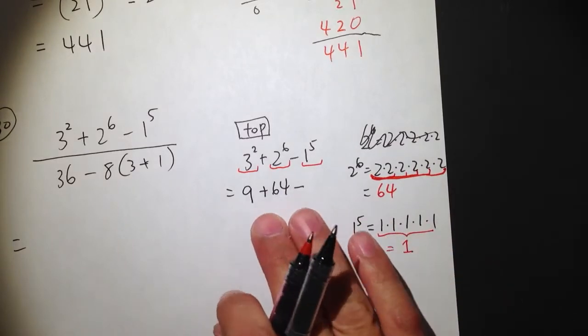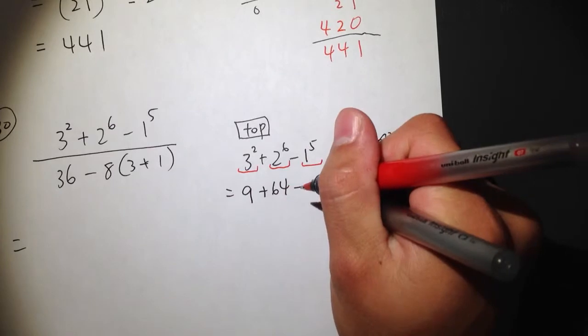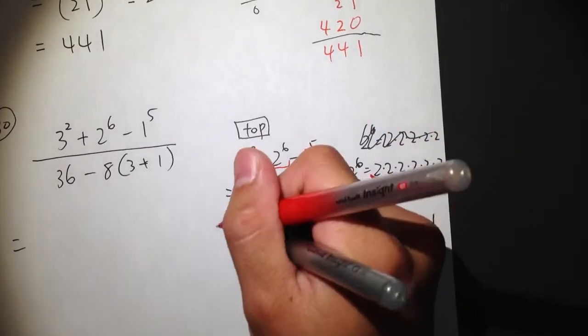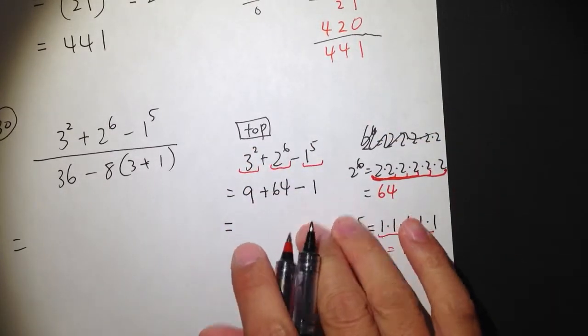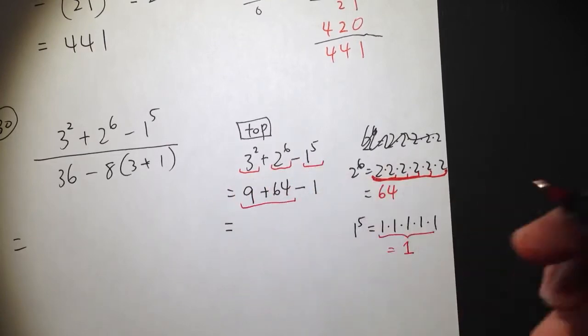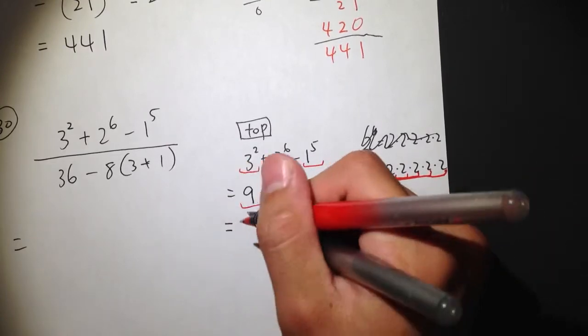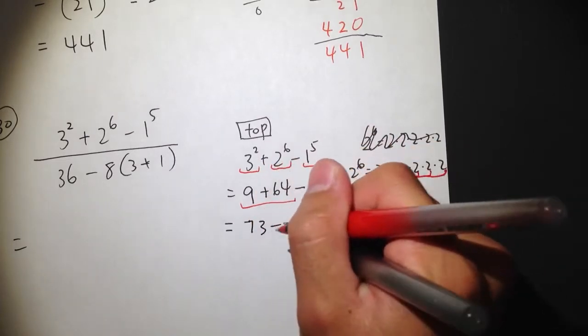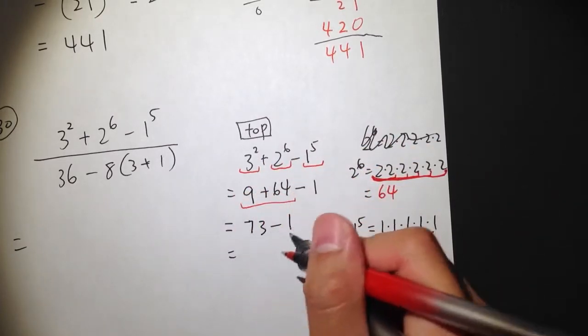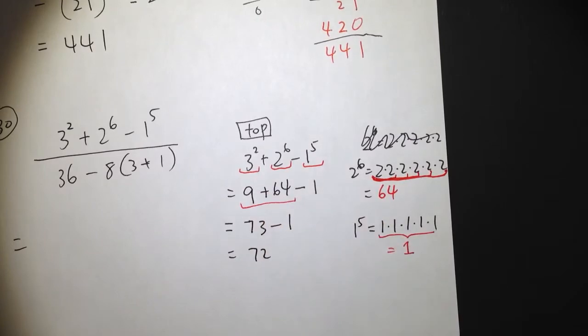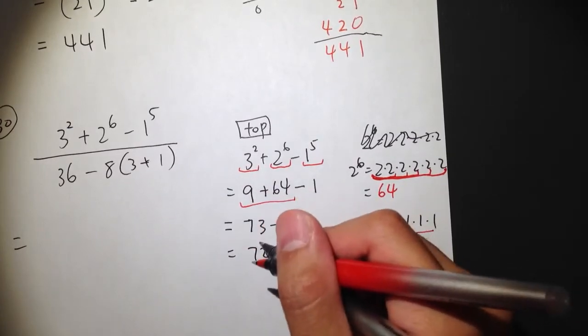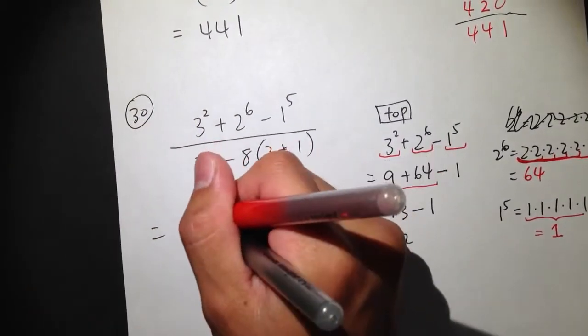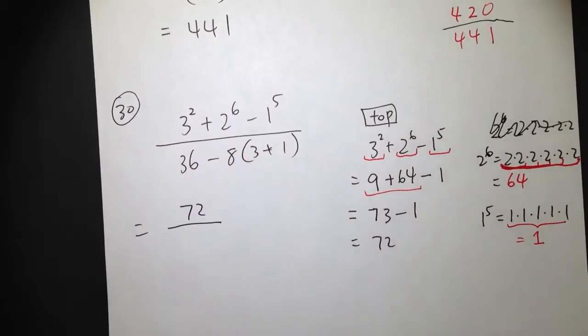So I have 9 plus 64 minus 1. Addition and subtraction, we work from left to right. So 9 plus 64 is 73, and then bring down the minus 1. 73 minus 1 is 72. So 72 is the result of the top. We have 72 right there.